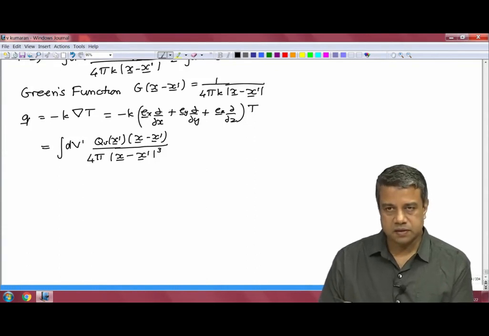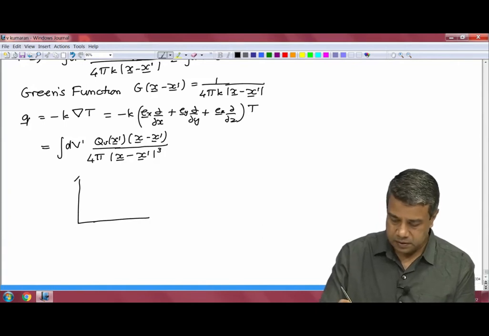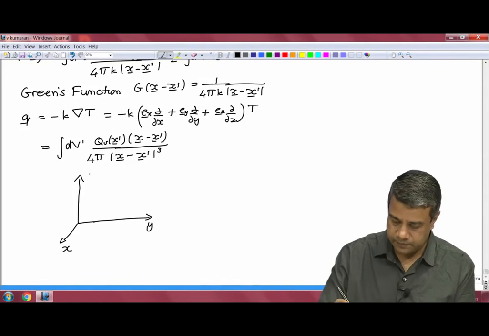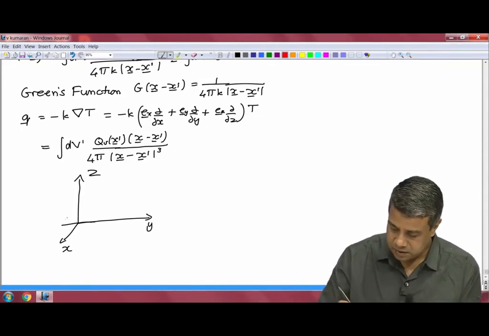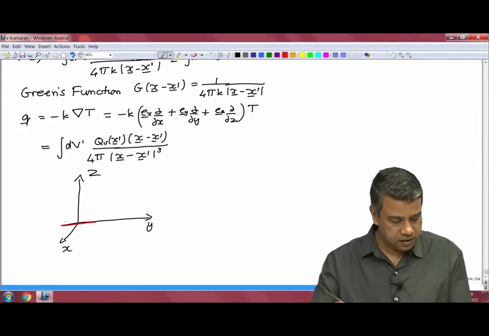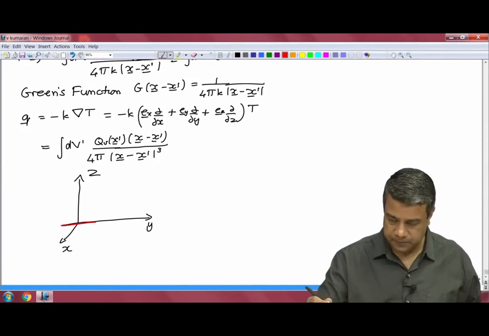So, let us use this to solve a practical problem. Let us say I had a wire, a heated wire that is generating heat.